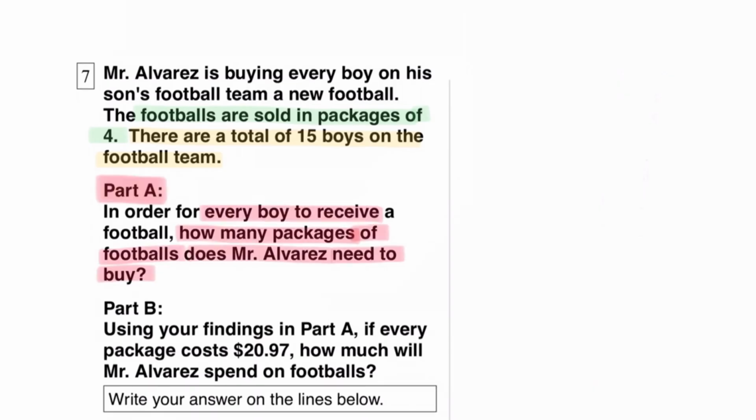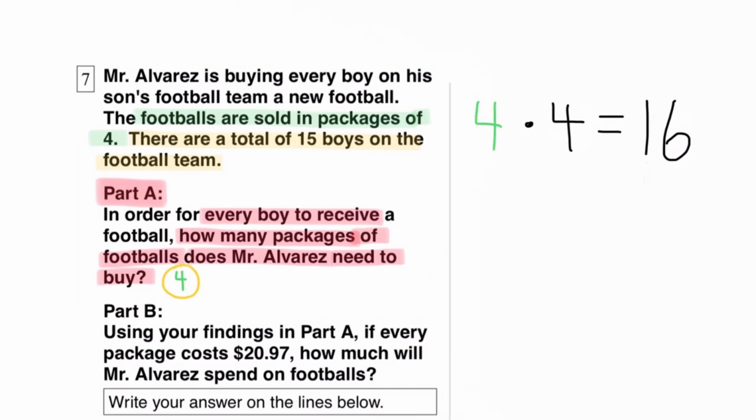Part A. In order for every boy to receive a football, how many packages of footballs does Mr. Alvarez need to buy? Since there's 15 boys on the football team, he'll need to buy at least 15 footballs, but footballs are sold in packages of 4. 4 times 4 is 16, so if he bought 4 packages of 4, he'd have 16 footballs, which would be enough for every boy on the team. He'd even have 1 left over for himself.